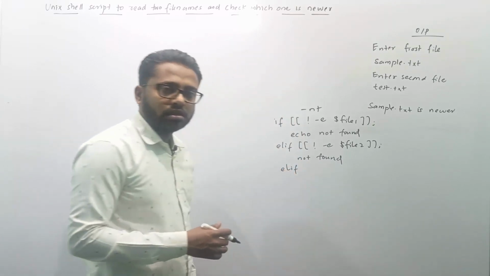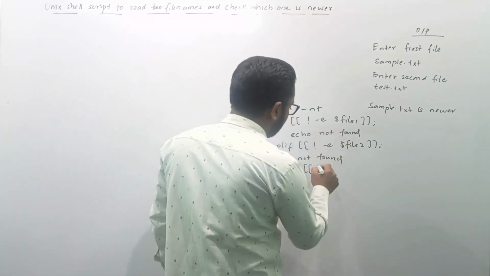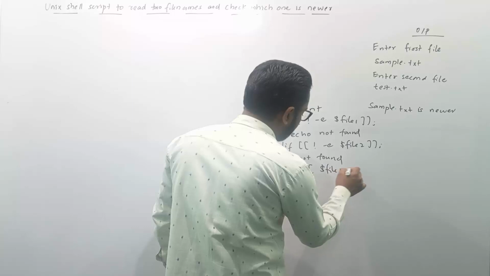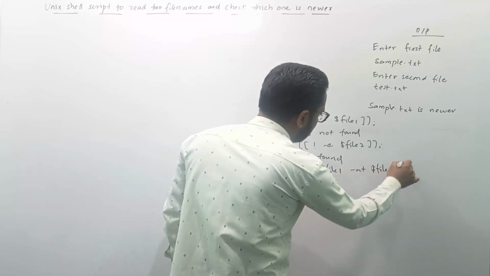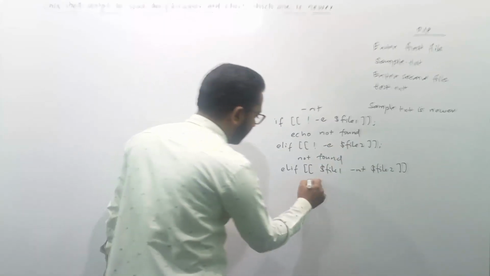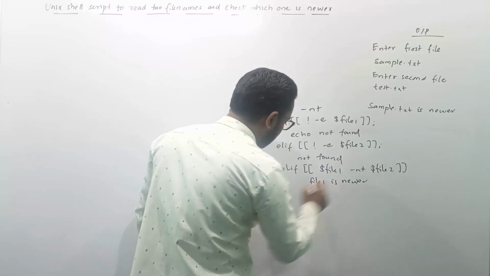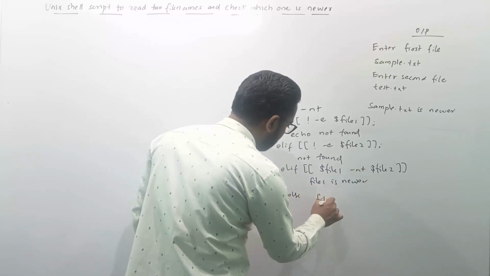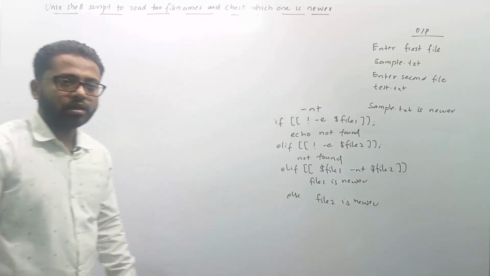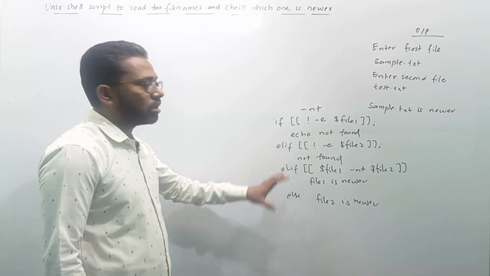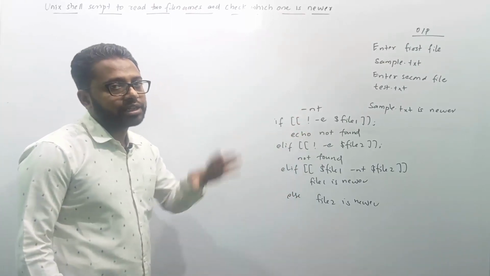then I will check another condition. If file1 is newer than file2, then I will show a message, file1 is newer, else file2 is newer. So this is the logic for this program. I will use this logic to write the shell script.